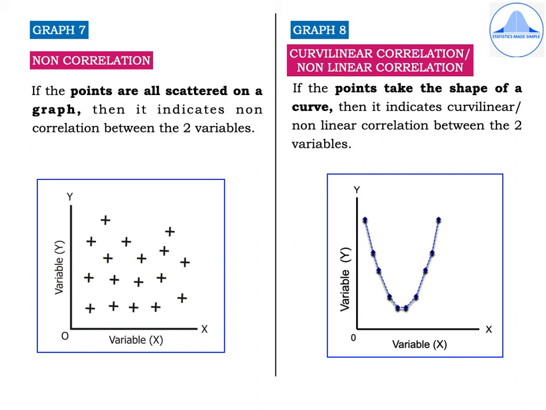Graph 8 is curvilinear correlation or non-linear correlation. So if the points take the shape of a curve, then it indicates curvilinear or non-linear correlation between the two variables. So in graph 8, we see that the points have taken the shape of a curve and hence it indicates curvilinear or non-linear correlation.